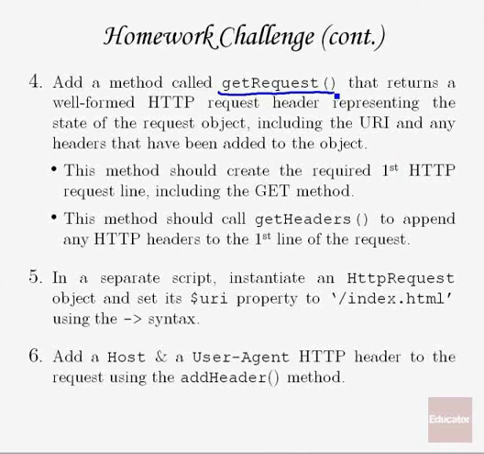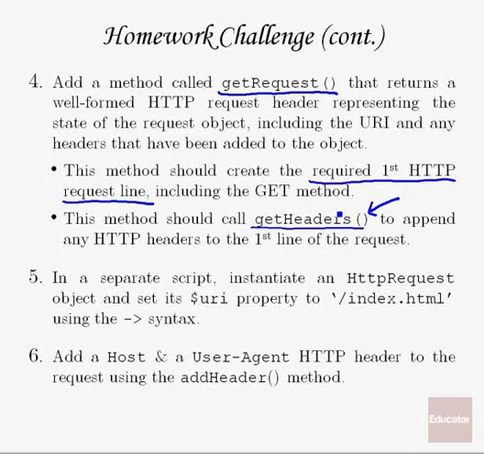So what getRequest is going to do is create the required first line of an HTTP request, which has the method name, in this case get, the URI, and the HTTP version. Then it's going to call the getHeaders method to append all of the HTTP headers to this first line that it creates. So this is an example of an object method calling another object method. In this case, getRequest is going to be calling the object method getHeaders.